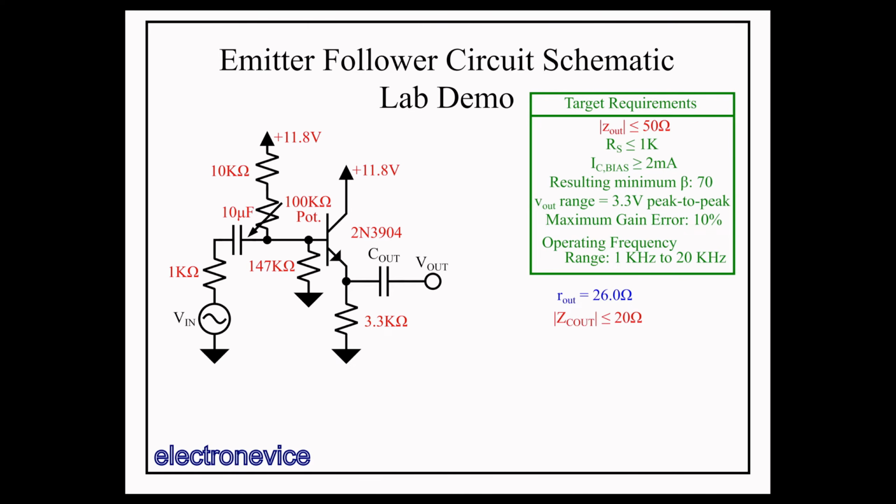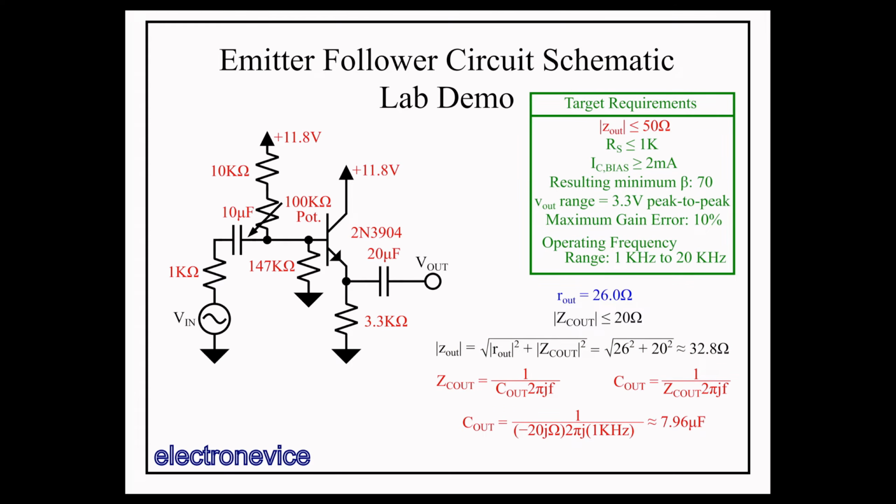So if we set that resistance to be 20 ohms of capacitive reactance at our lowest frequency of 1 kHz, we get a combined impedance magnitude of 32.8 ohms, using the Rout of 26 ohms we calculated previously, which leaves plenty of margin between 32.8 ohms and 50 ohms. So at 20 ohms, the required capacitance is 7.96 microfarads. I will put down 20 microfarads to make it conservative.